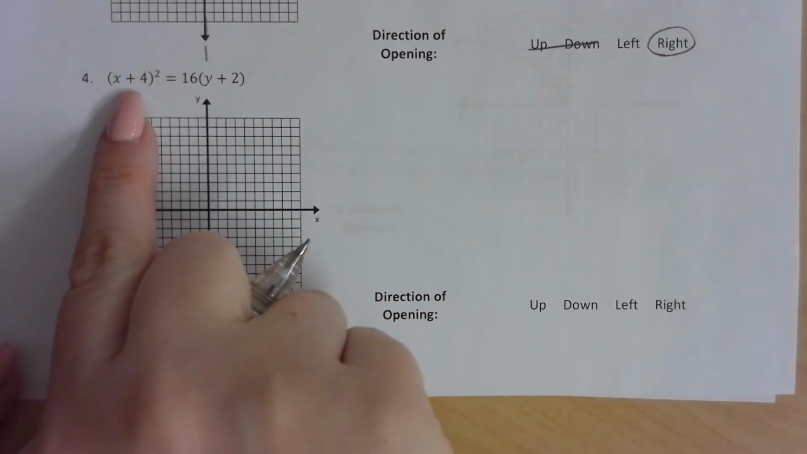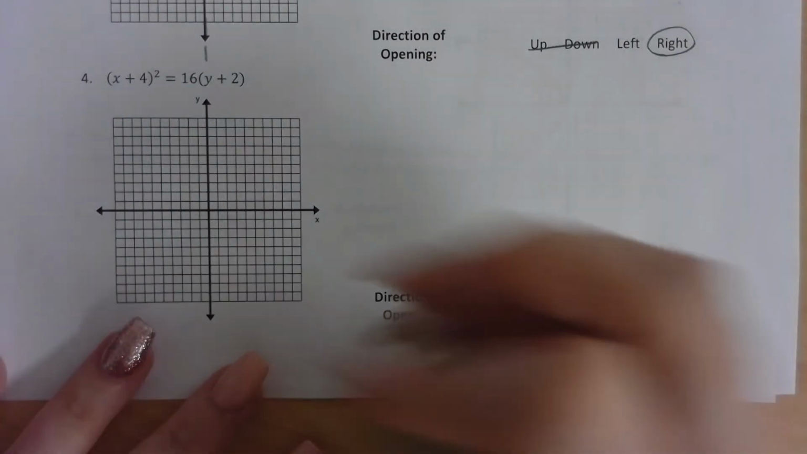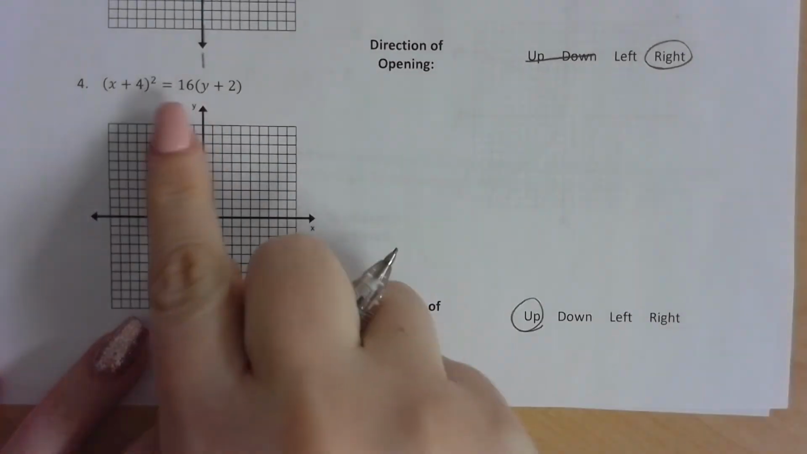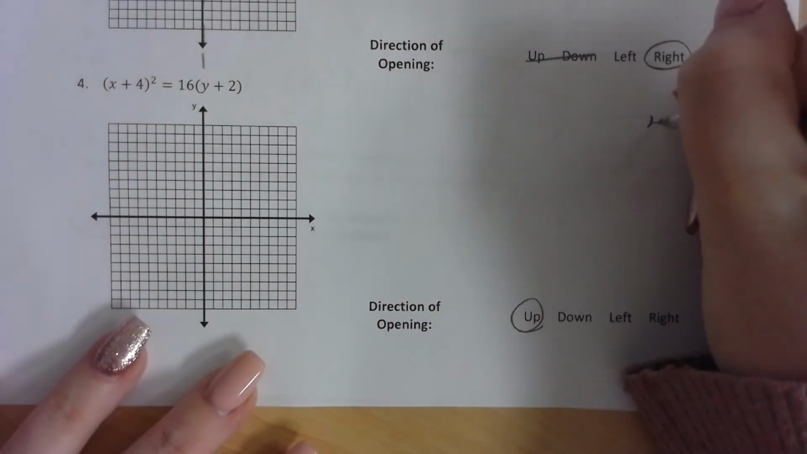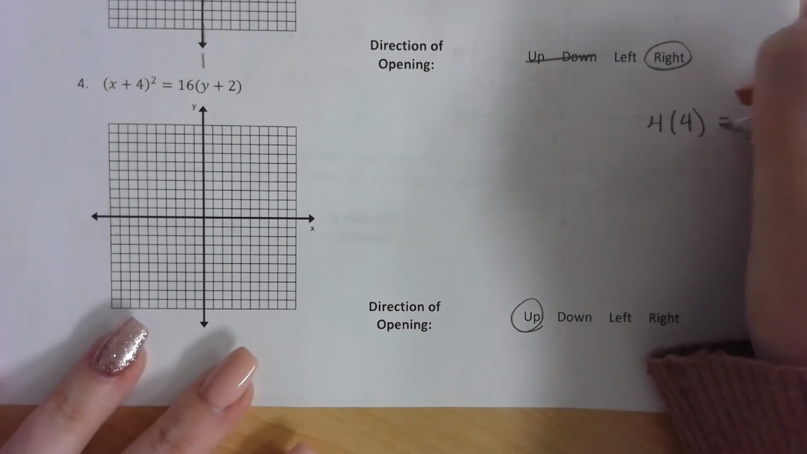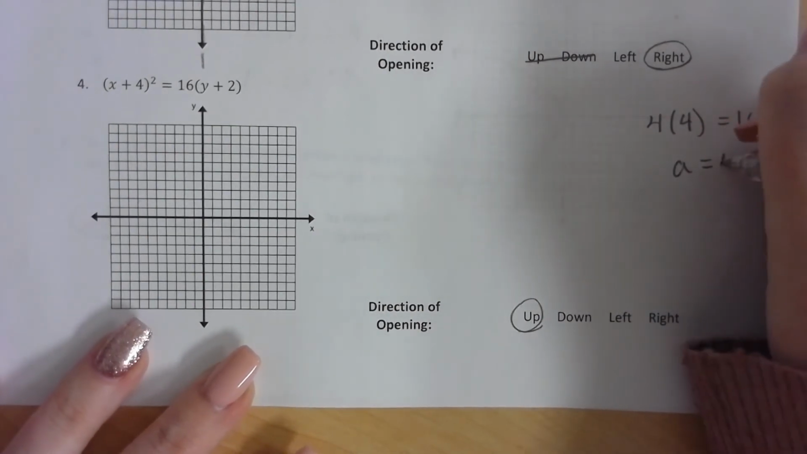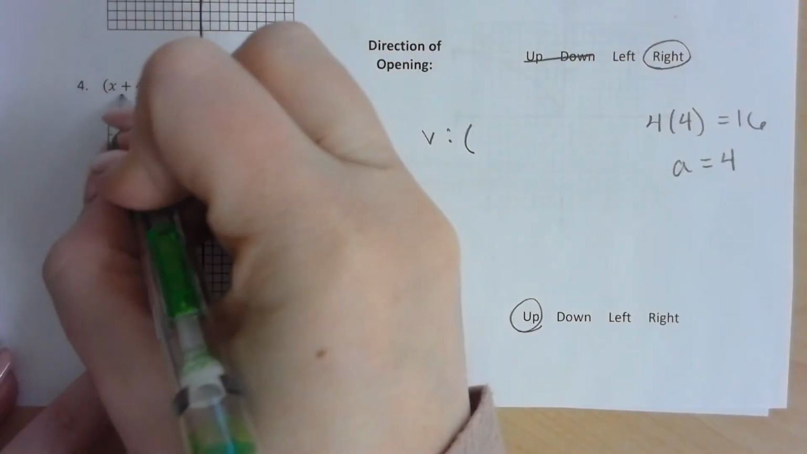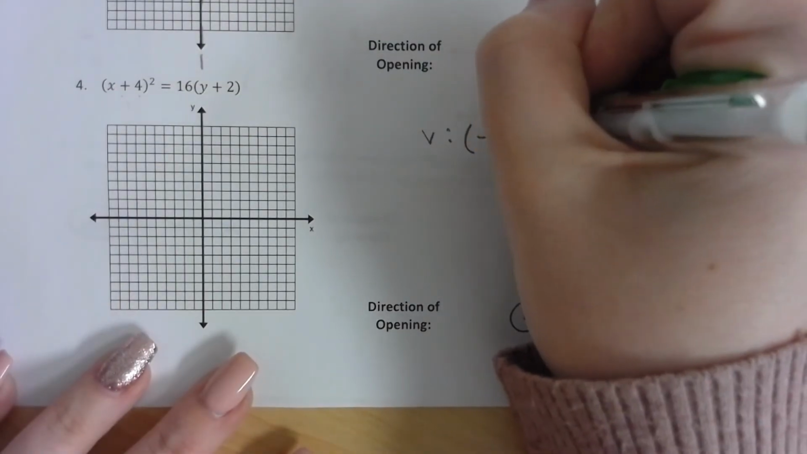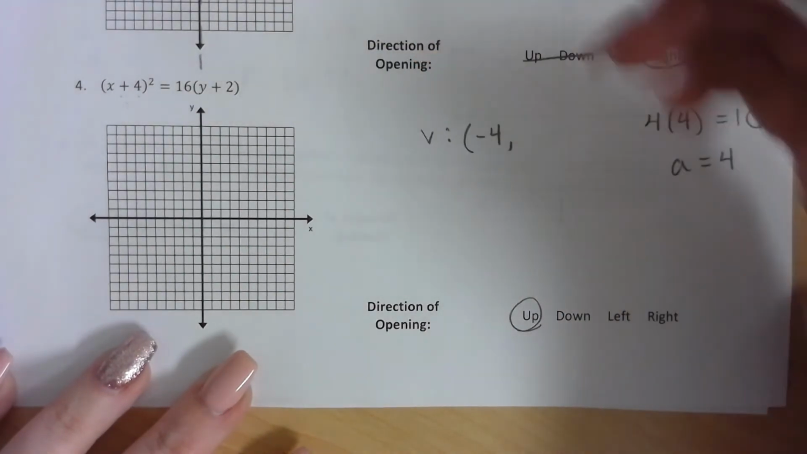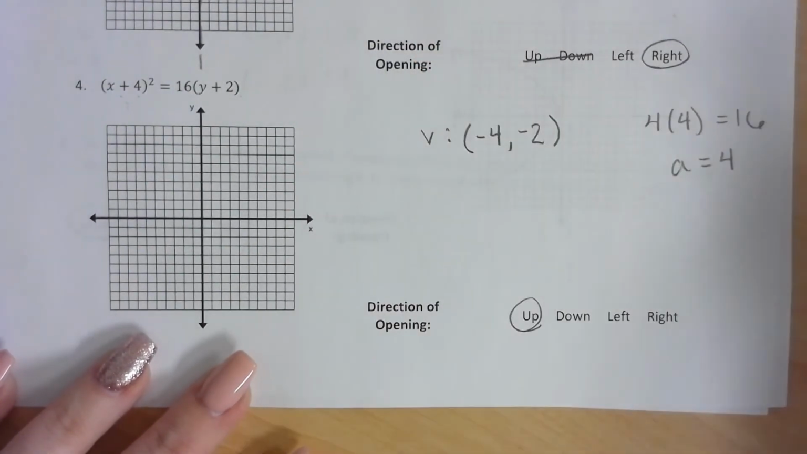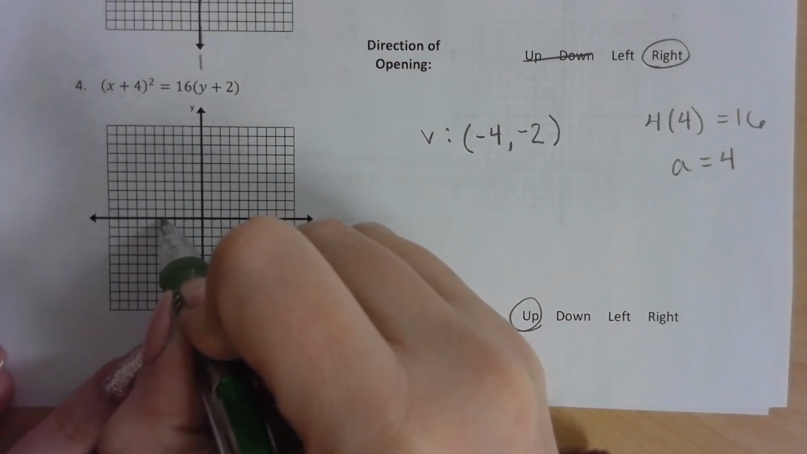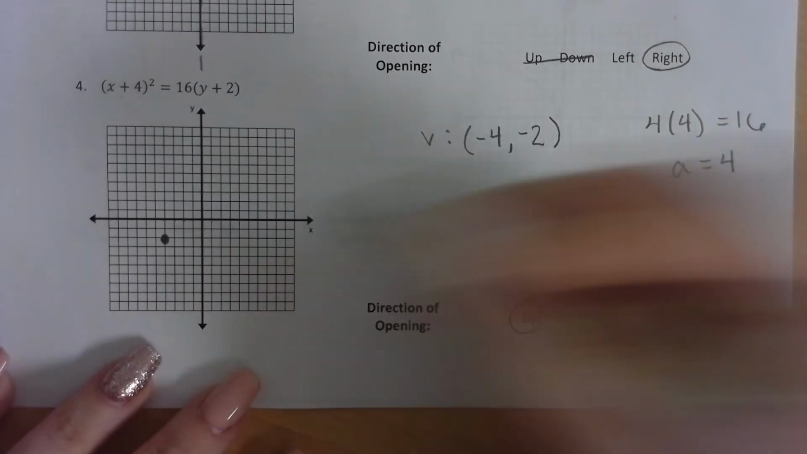So because this is an x squared graph, it's going to be opening up or down. Because this is positive, it's opening up. Now 4 times what gives us 16? So we could say 4 times 4 is 16. Thus a is 4. Our vertex, let's look at x. It's x plus 4, so our x value is going to be negative 4. It's y plus 2, so our y value is going to be negative 2. We always do the opposite. So negative 4, negative 2, there's our vertex.